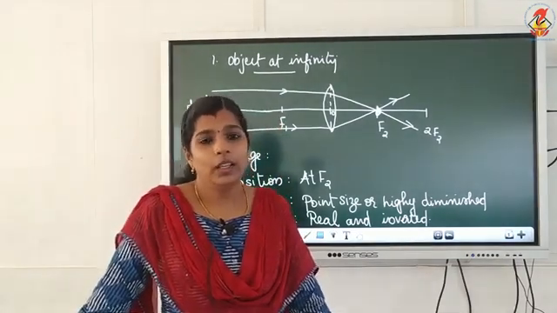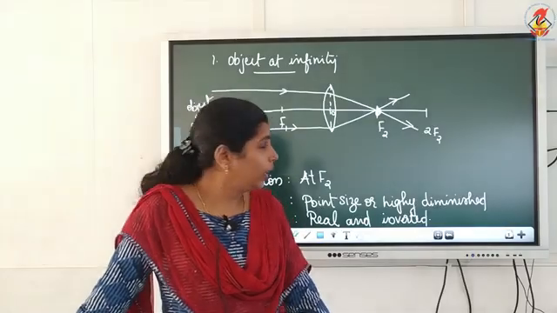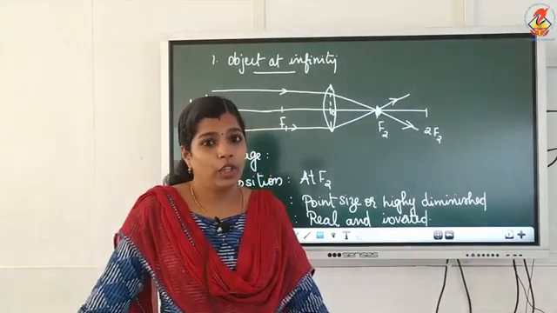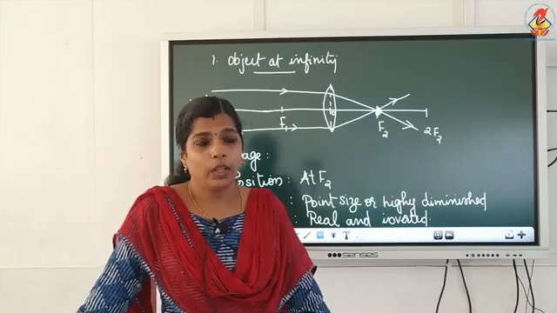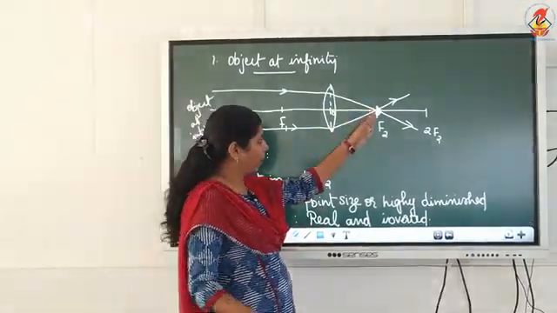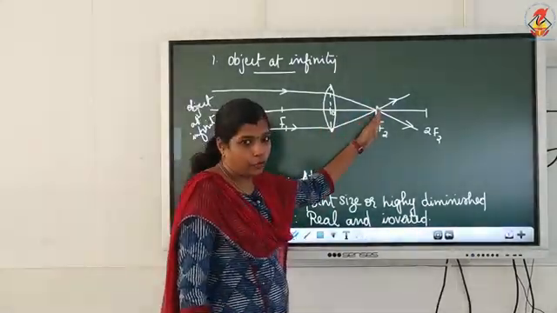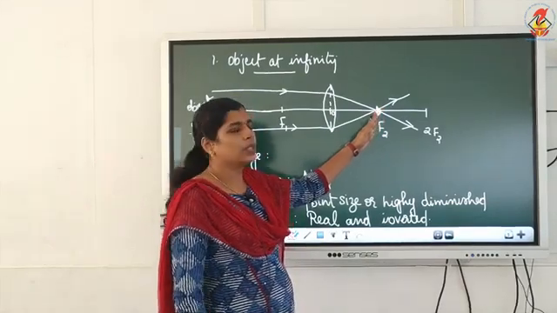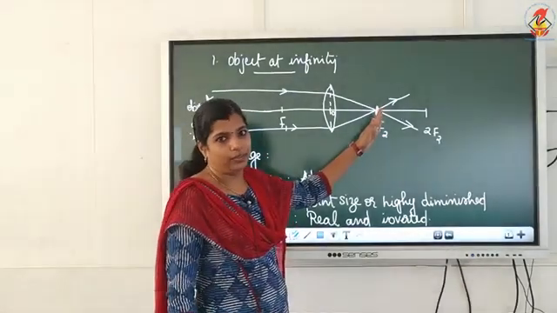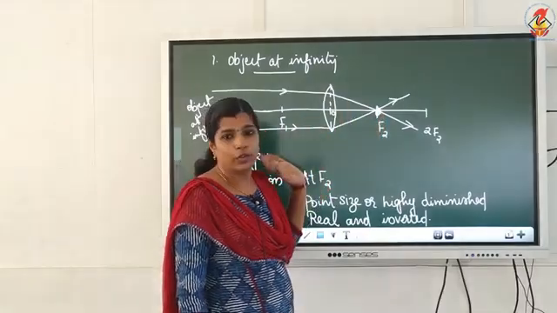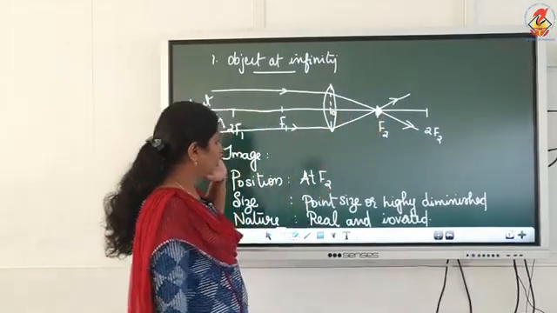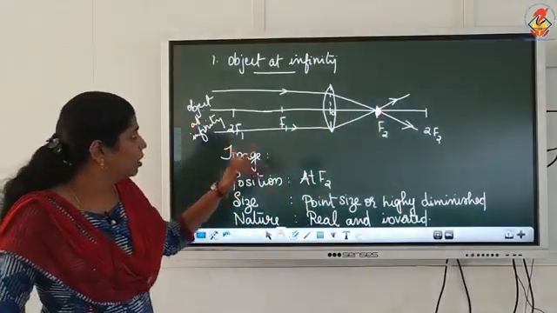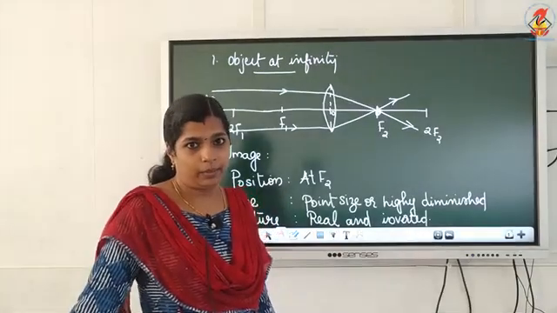Okay. Then, if you keep the paper for a long time without disturbing the lens, and the paper is placed at F2, after some time it may catch fire. Okay, it may catch fire. So, that's the first ray diagram.